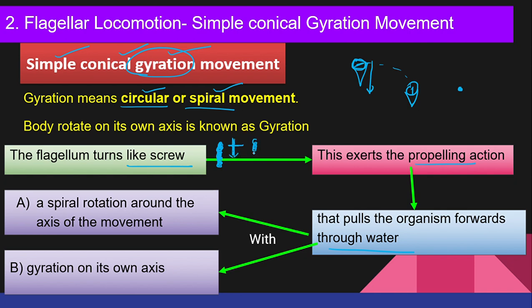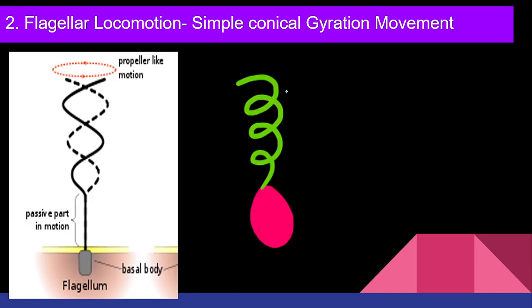The same thing will happen in the flagella. When it keeps rotating, it will start moving forward. That pulls the organism forward through water by a spiral rotation around its axis. Remember, class, at its own axis. It's not going to change the direction, right? And the gyration on its own axis. Both are the same, class: spiral rotation as well as the gyration. Gyration is nothing but the spiral movement.